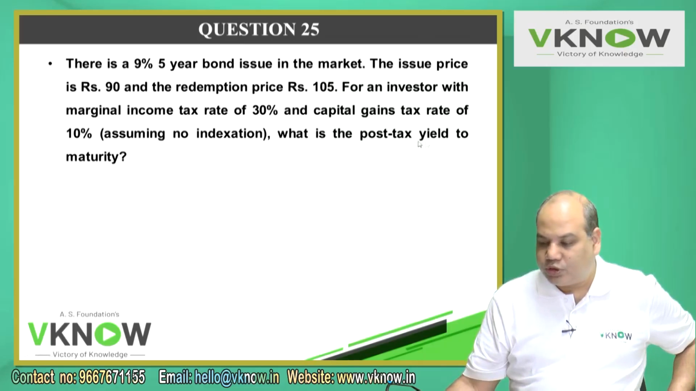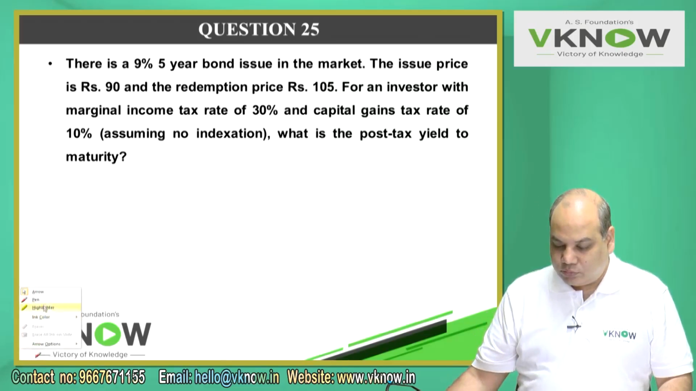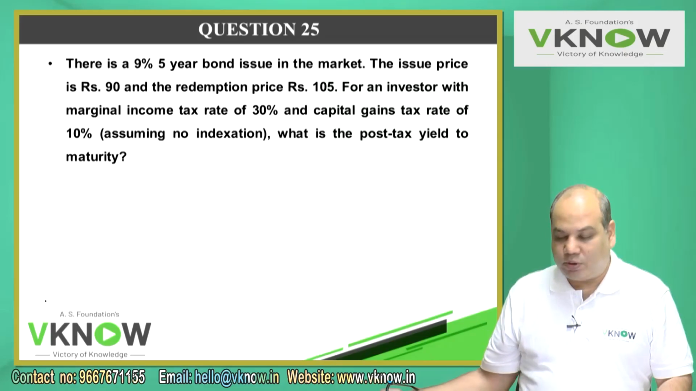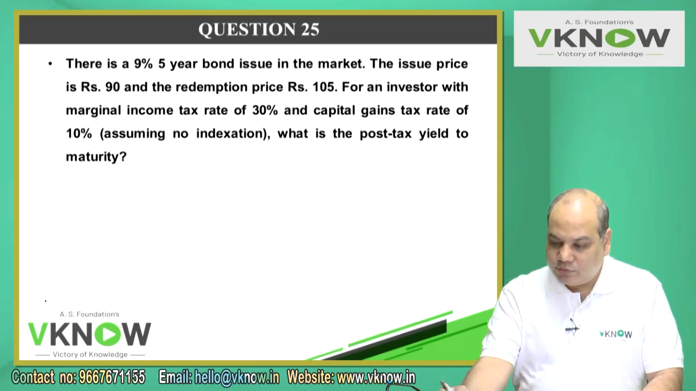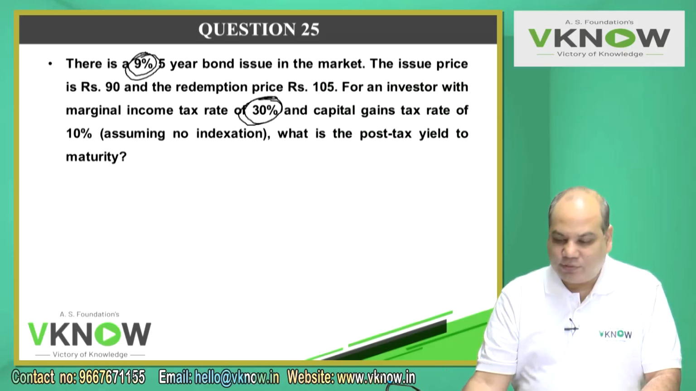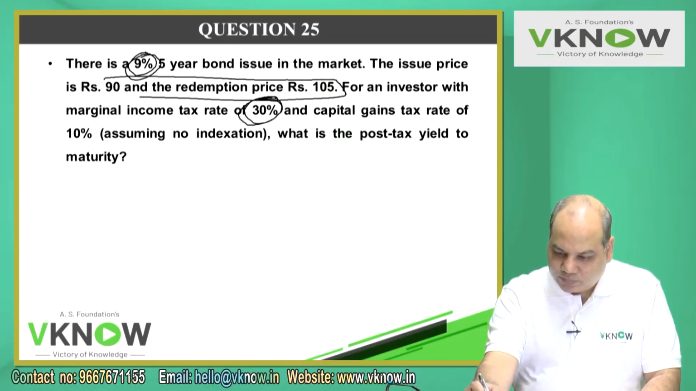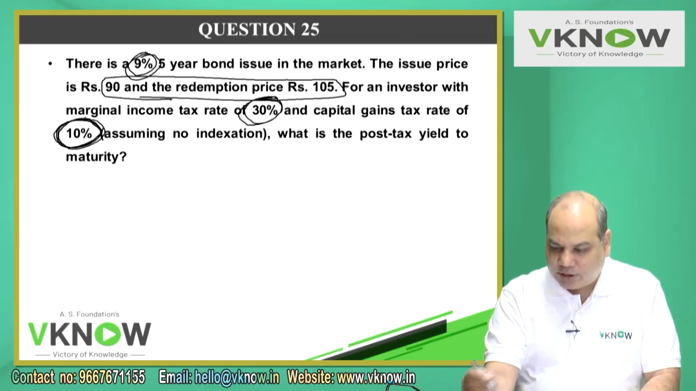What is the post-tax yield to maturity? Means you have to take into account the tax implication also. There are two tax implications in this problem. One is when you earn the interest, you have to pay 30% tax on that, and when you receive the redemption proceeds, you will have to pay 10% capital gain tax on that.